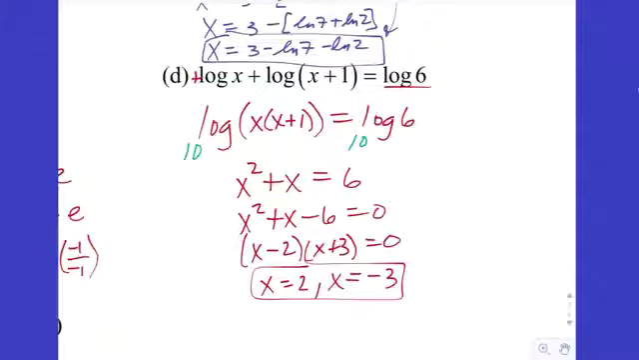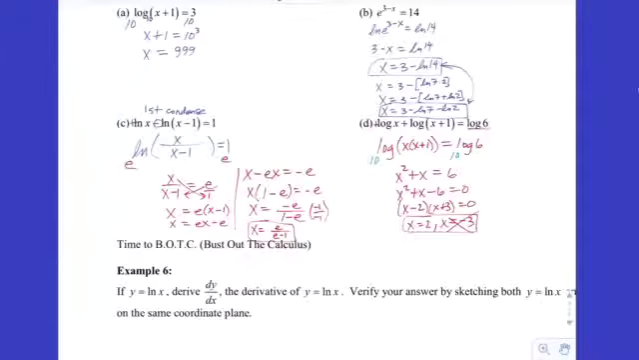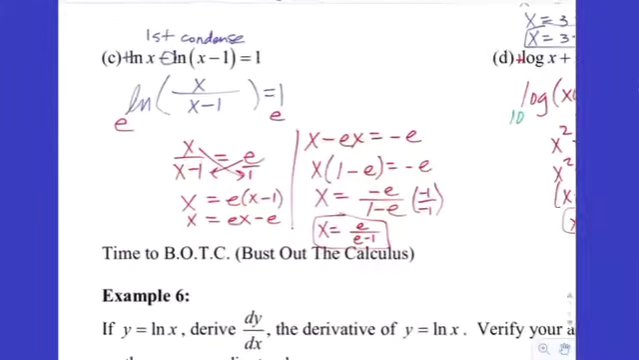When you plug a 2 in, you get log of 2 and log of 3. Those are both positive arguments. When you plug in a negative 3, you get negative 3 and negative 2. It doesn't work in either one of them. If it worked in one but not the other, it wouldn't work in the whole thing. So x equals negative 3 doesn't work. It's extraneous.